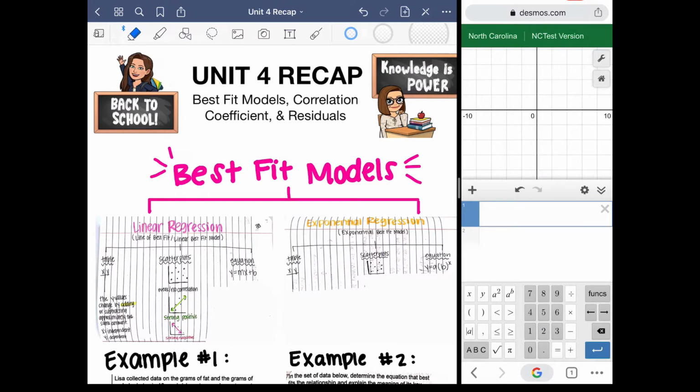Then we have three different types of relationships or correlations between those x and y values. Your scatter plot will either be completely random, and we would say that's weak or no correlation. It can look like the pattern of a line with a positive slope. We would call that a strong positive relationship. Or it could have the pattern of a line with a negative slope, and we would call that strong negative.